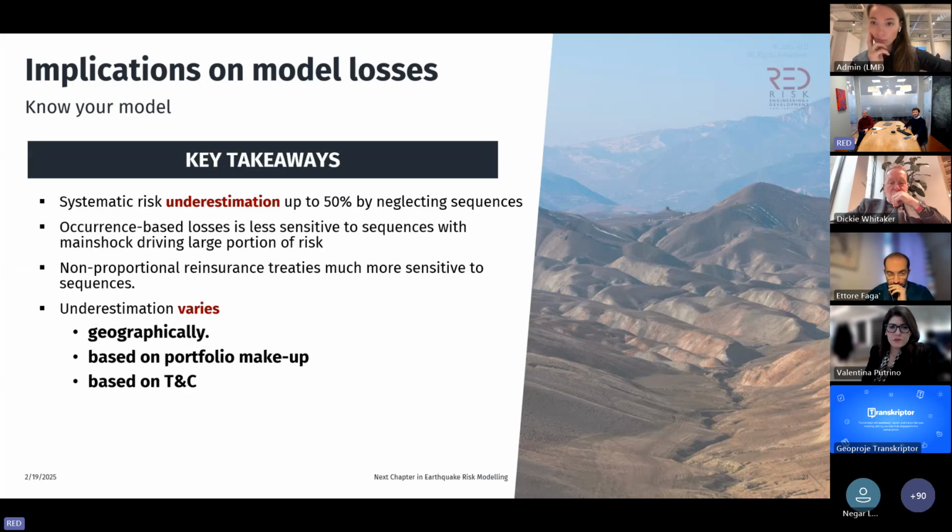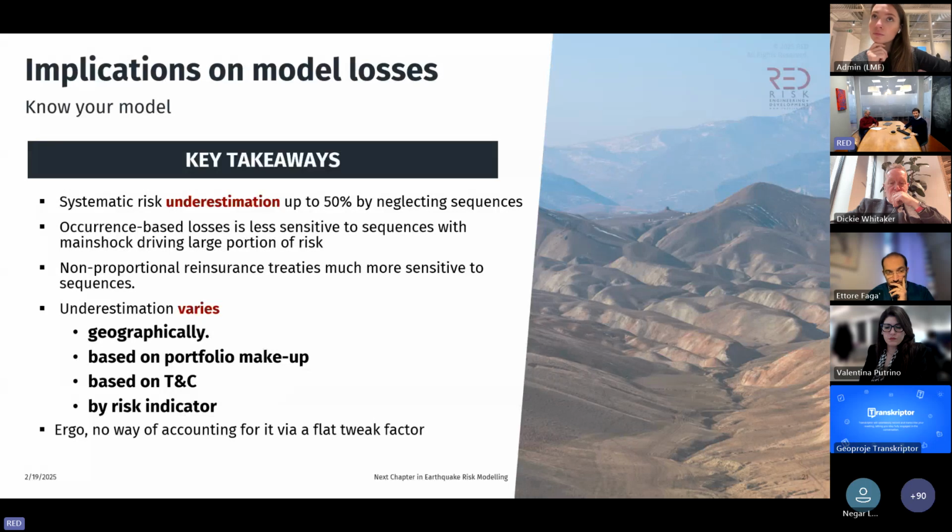Based on your terms and conditions, it really depends on where you set, say, the deductible or the attachment points. So maybe you take it to a point where only the main shock really dominates your insured losses, but there is no a priori way of understanding what that number is. And obviously you saw that it varies by the risk indicator that you're looking at, whether it's expected loss or return period losses.